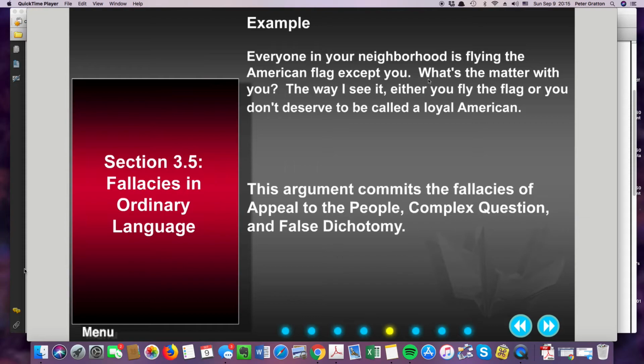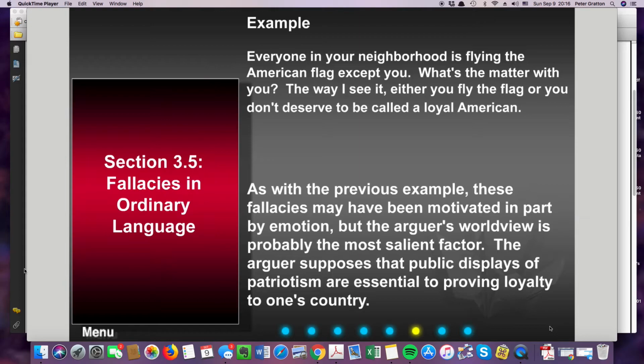All right, what's the matter with you? That presumes that something is the matter with you. And a false dichotomy, right? So you get three fallacies, three sentences, three fallacies. As with the previous example, these fallacies may have been motivated in part by emotion, but the arguer's worldview is probably the most salient factor. The arguer supposes that public displays of patriotism are essential to proving loyalty to one's country.